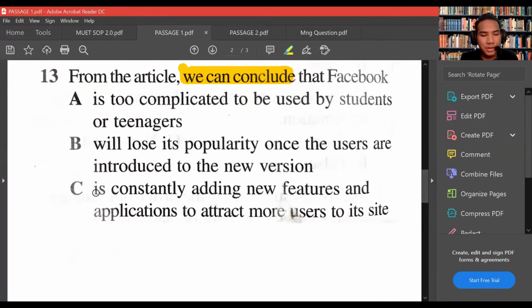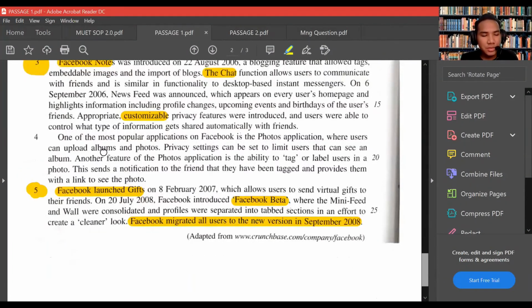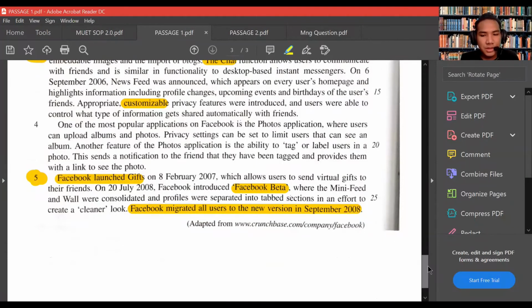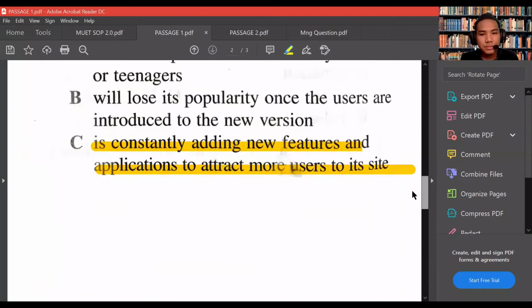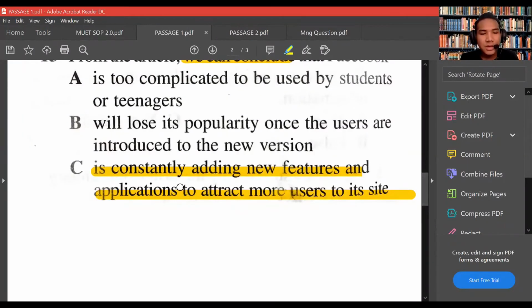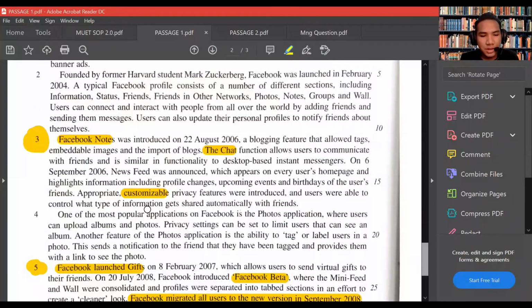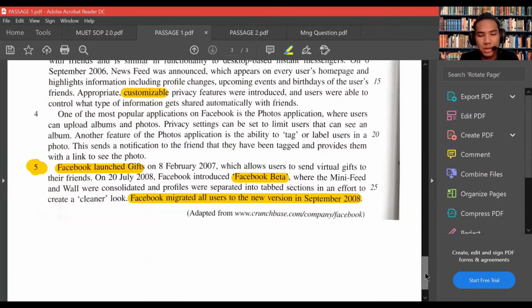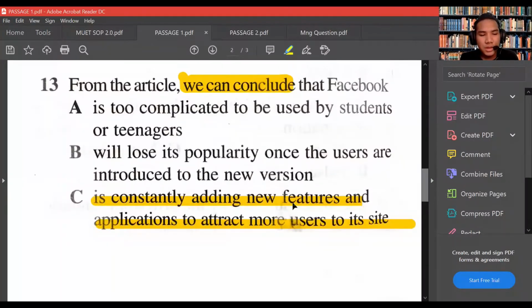However, the third answer says that it's constantly adding new features and applications to attract more users to its site. As we look through the last paragraph, it said that Facebook migrated all users to the new version in September 2008. It is another paraphrase used to attract more users to its sites. It is relatable to this particular phrase, that Facebook migrated all users to the new version in September 2008. And another keyword is that it constantly adds new features and applications.